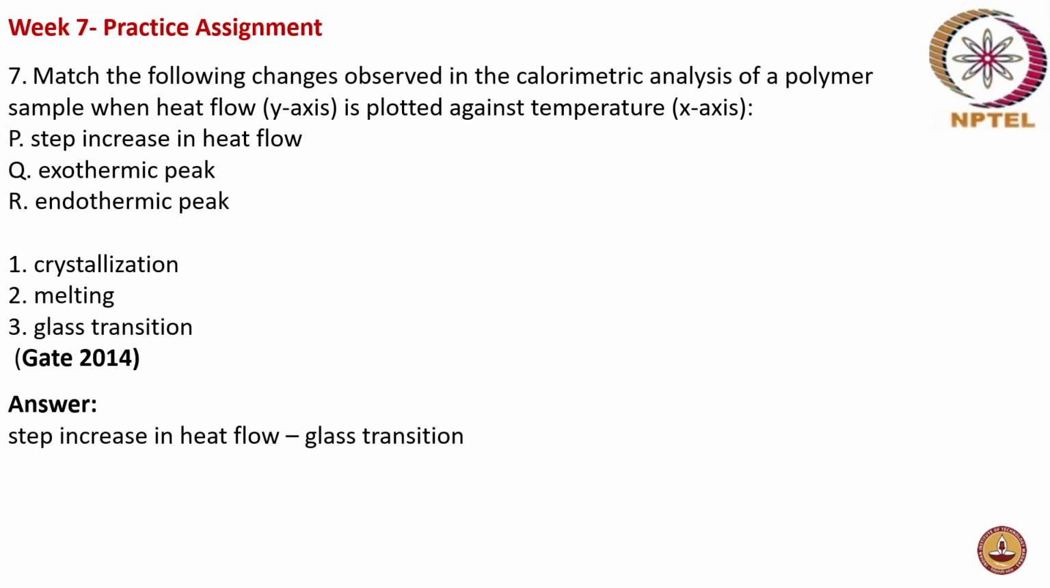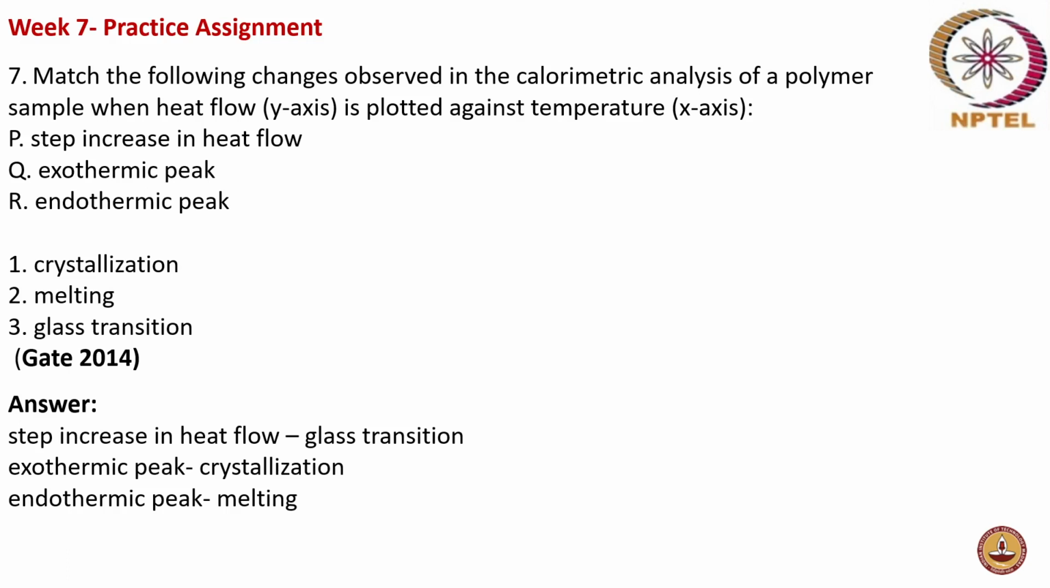Because actually, as you said, a step increase in heat flow represents the glass transition. Exothermic peak indicates crystallization. When a material crystallizes, there is a liberation of heat, and when melting, the bonds have to loosen, right? So it needs some energy to melt. Not only in polymers, but in any kind of material, you have to supply energy for melting. So it is an endothermic peak.